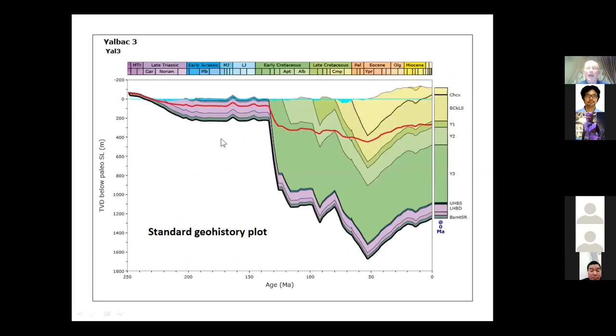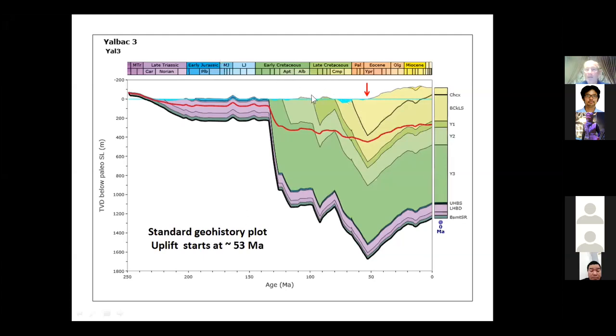So we can apply our geohistory plots to this problem. Here is the Jarlbach III well. This is not the Jarlbach III unit. It's the Jarlbach III well, which is just a coincidence, shown with a standard geohistory plot. The sea level is flat here through time.